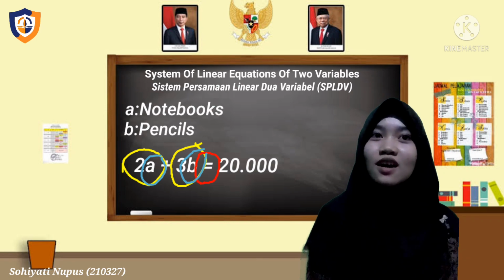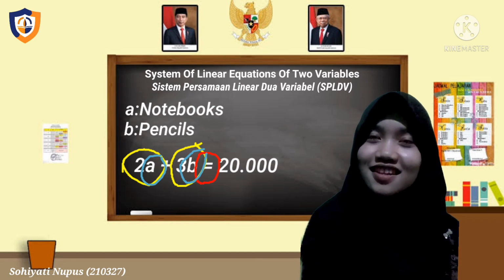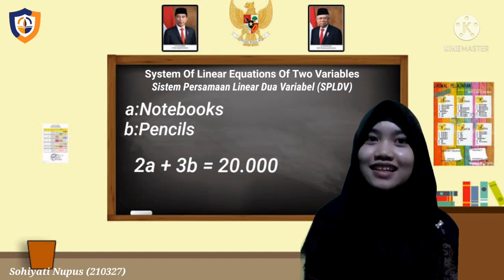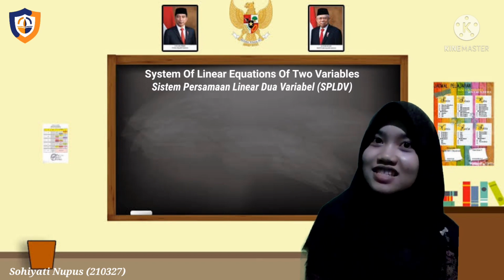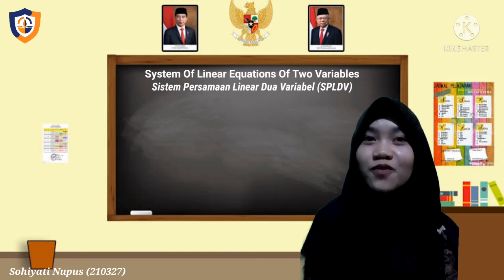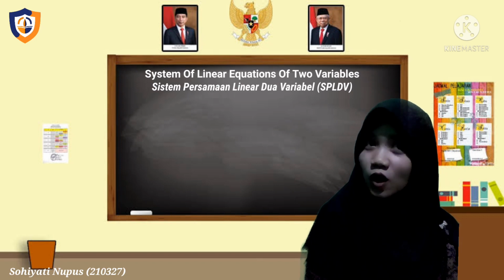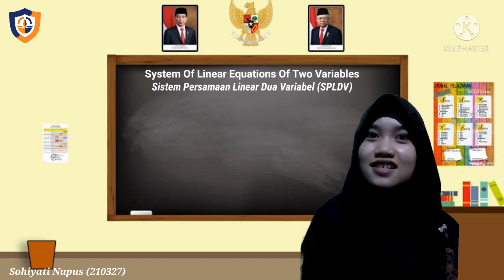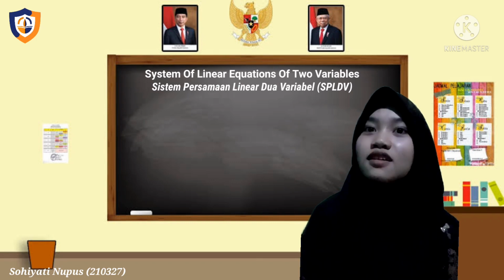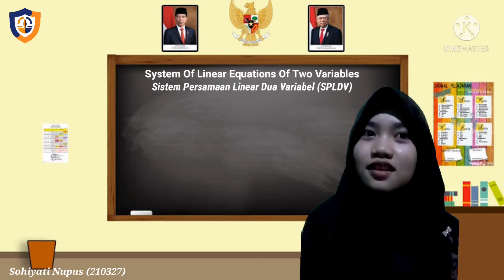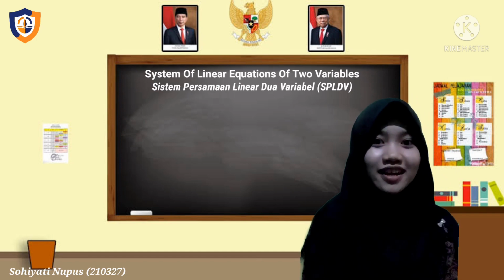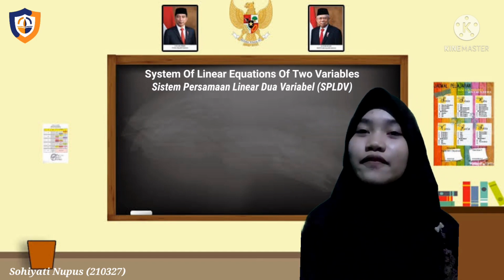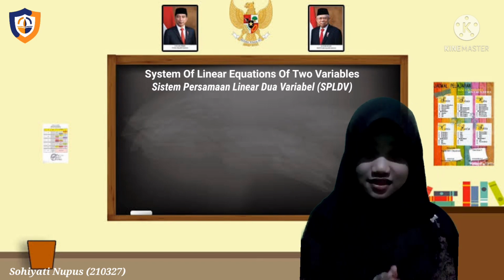So, Miss hopes we all can understand the linear equation of two variables. Next is the system of linear equations of two variables. SPLDV is a system, or union, of several linear equations of two variables. So, what distinguishes PLDV and SPLDV is?